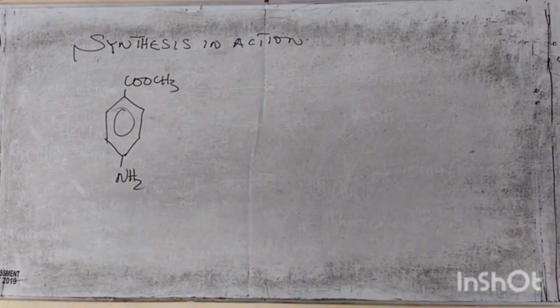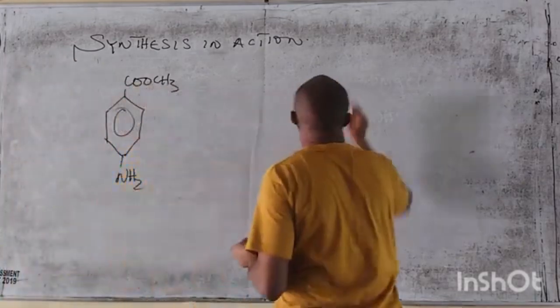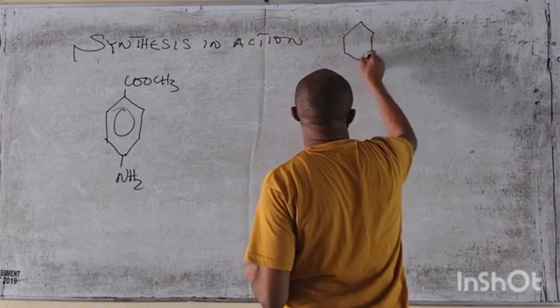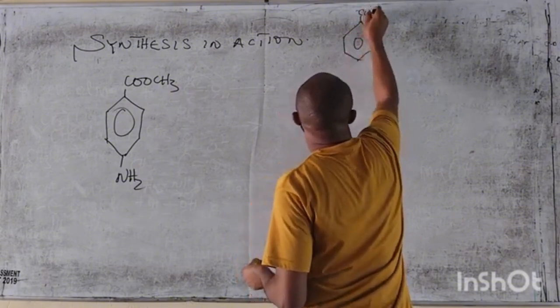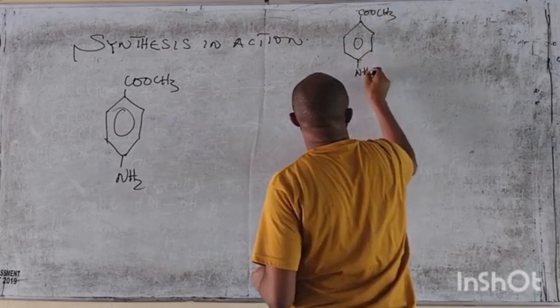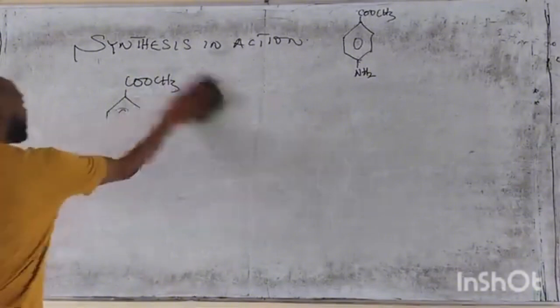Now, the question is, how can we synthesize this? Probably starting from benzene. Okay, I will write it up there so that we can move on. Let me put it here. We are going to be referring to it as we go on. COOCH3. This is my NH2, an amino group. Now, synthesis of benzocaine.